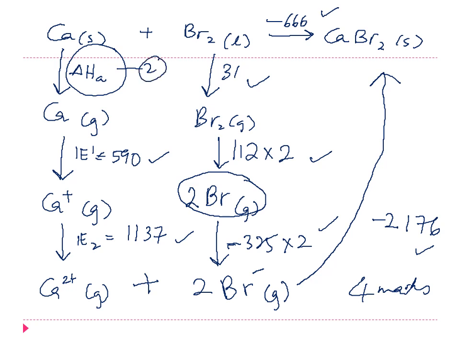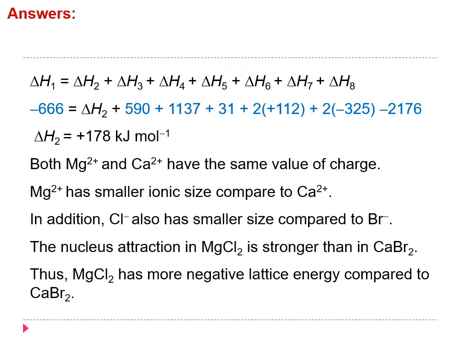What is delta HA for calcium? So given to you here, the answer for delta HA or delta H2 is 178 kilojoules per mole. Now, the next part is for us to answer the question about lattice energy. It wants us to compare the lattice energy of CaBr2 with that of MgCl2.